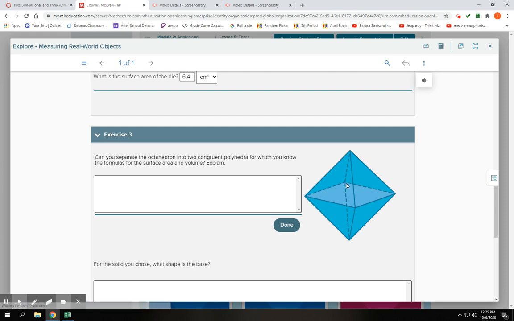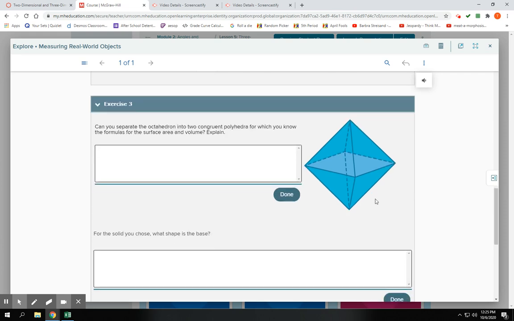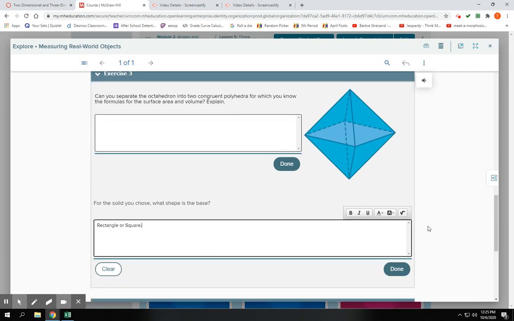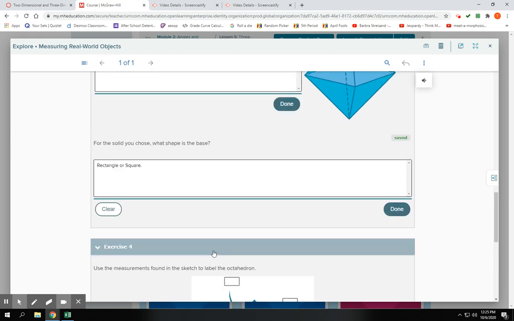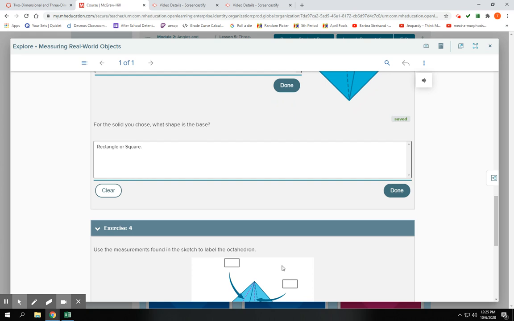Because this square that we see here kind of cuts this into 2 figures, 2 rectangular pyramids. You can think of this as a rectangular pyramid or a square shaped pyramid, whichever one works the best for you. And then use the measurements found in the sketch to label the octahedron.